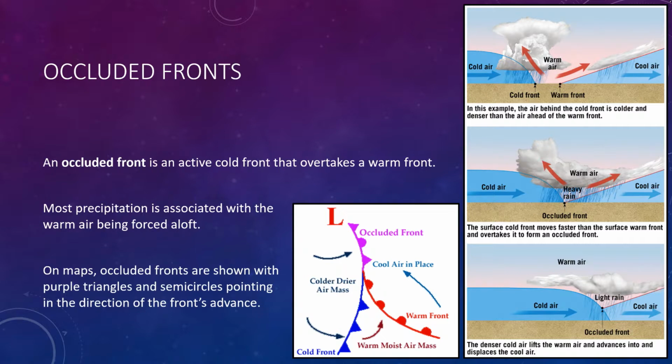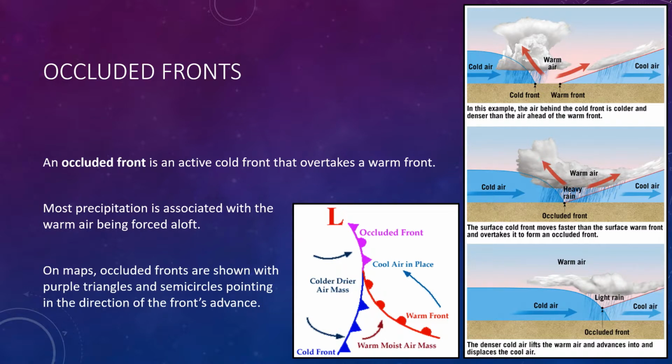The fourth type of front is an occluded front, an active cold front that overtakes a warm front. As the advancing cold air wedges the warm air upward, a new front emerges between the advancing cold air and the cool air. The weather on or near an occluded front is generally fairly complex. Most precipitation is associated with the warm air being forced aloft. When conditions are suitable, however, the newly formed front is capable of initiating precipitation of its own. Occluded fronts may result in heavy rain in the warmer months or a blizzard in the winter.